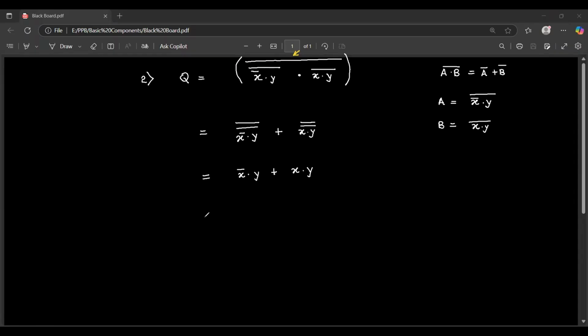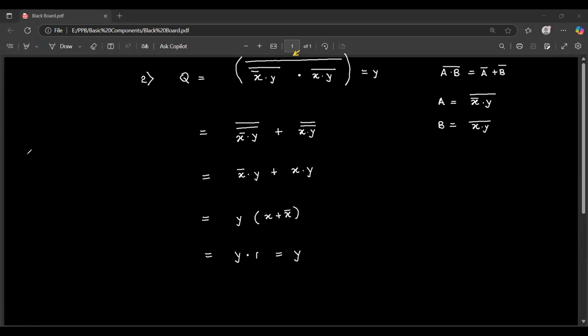Okay, so here what you can do is you can obviously take y as a common factor, so you'll get x plus x bar according to the distributive law. And finally, what will you get? Y into 1, so that is equal to y. Okay, so q is actually equal to y.